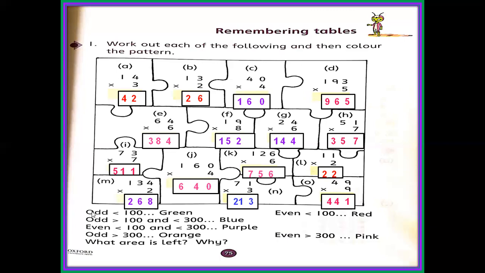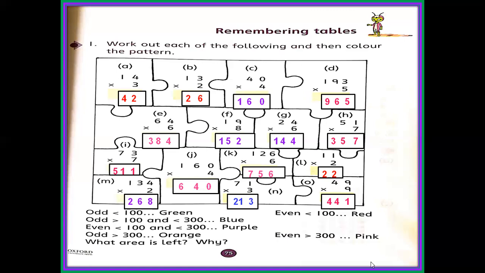Odd. First I tell you what is odd and what is even. So 0, 2, 4, 6, 8, 10, 12, 14, 16, 18, 20. These are even numbers. And 1, 3, 5, 7, 9, 11, 13, 15, 17, 19. These are odd numbers. Simple: the numbers which can divide into two are called even, and which cannot divide are called odd numbers.